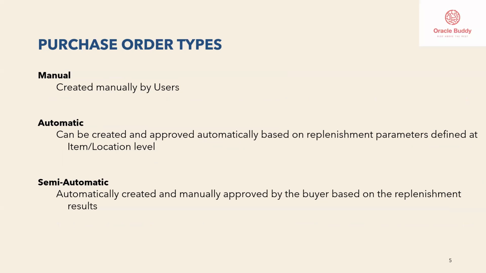Purchase order types. So majorly there are three types of purchase orders. One is manual, automatic, and semi-automatic. Manual. Manual purchase orders are created manually by users. Automatic. It can be created and approved automatically based on replenishment parameters defined at item location level. Semi-automatic. Automatically created and manually approved by the buyer based on the replenishment result.